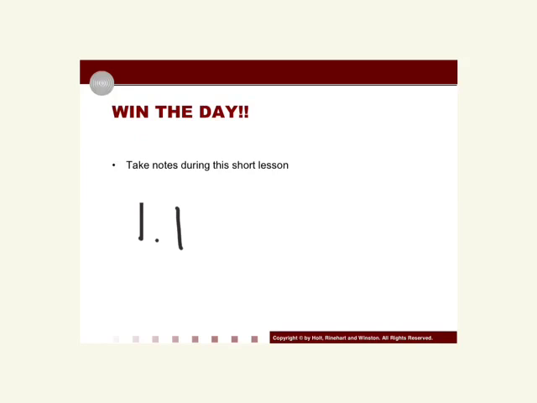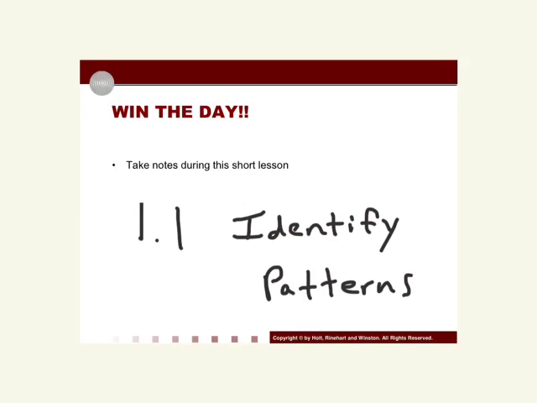So on your notes, go ahead and write 1.1, Chapter 1, Section 1. And the title here is Using Differences to Identify Patterns. So I always just write in my notes 1.1, Identify Patterns. So go ahead and get that heading on your notes.